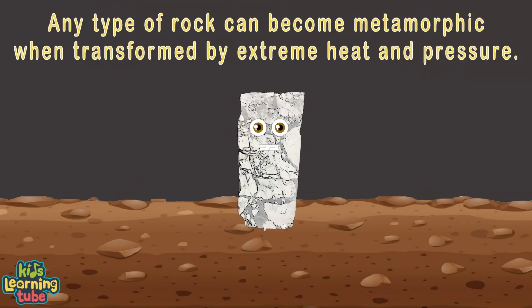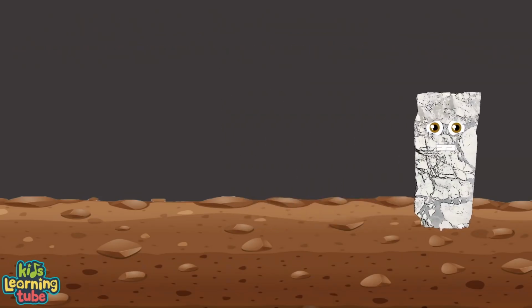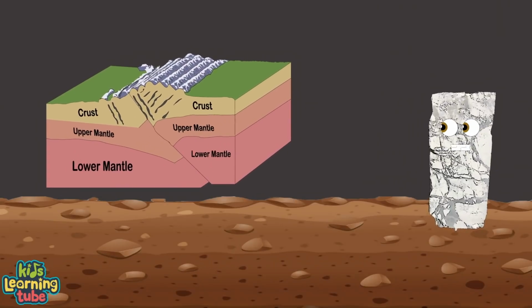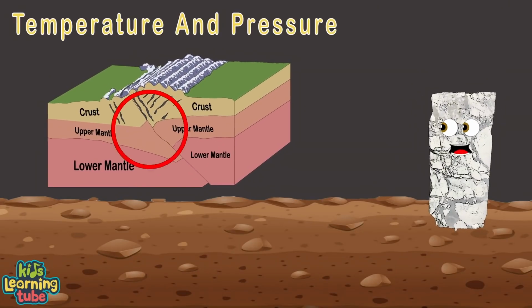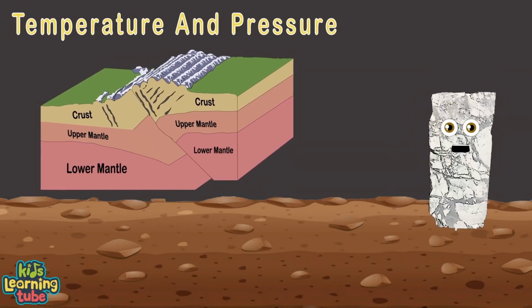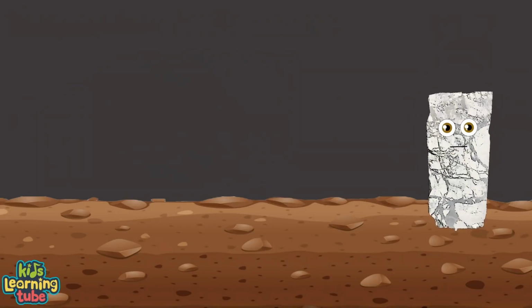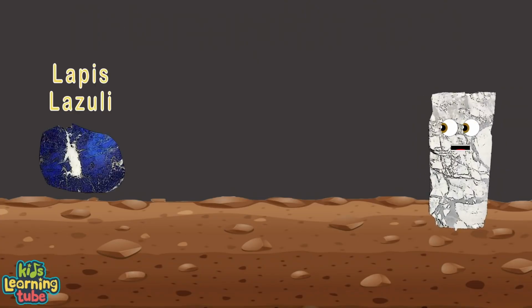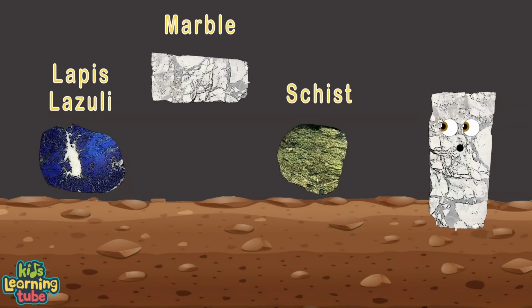Any type of rock can become metamorphic when transformed by extreme heat and pressure like this. Metamorphic rocks form deep within the Earth's crust, where temperatures and pressures are high. It's a must. Here are some examples of metamorphic rock I'll show: lapis lazuli, schist, and beautiful marble.